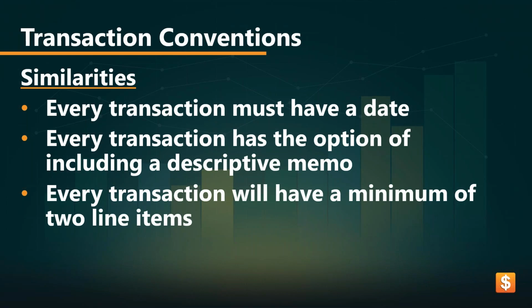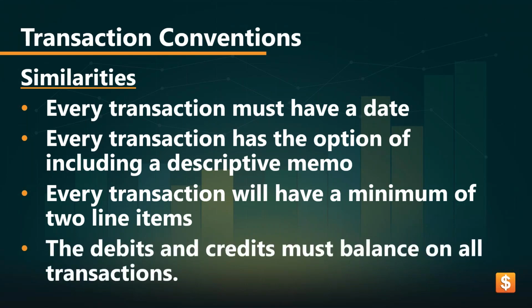Every transaction will have a minimum of two line items. One has to be a credit and one has to be a debit if you only have two. But if you had 10 line items, it could be one credit and nine debits, or nine credits and one debit. But you have to have a minimum of two line items, and the debits and credits must balance on all transactions. The system won't let you close out and finish the transaction if it doesn't balance.